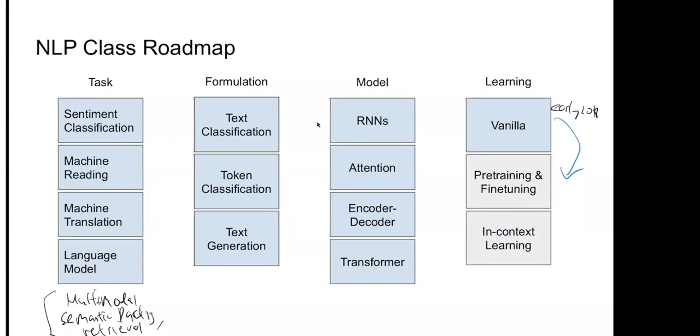Then we'll move into the newer paradigm of learning, which is pre-training and fine-tuning, which really took off, I think, in late 2018, although we kind of knew about it since late 2017 and early 2018. And in-context learning is a much newer thing that I think would be good to briefly go through, although it's so new that it's really hard to study at the moment. It's more about observing or taking a look. So a lot of the rest of the class will be about pre-training and fine-tuning, and maybe one or two classes will be about in-context learning.